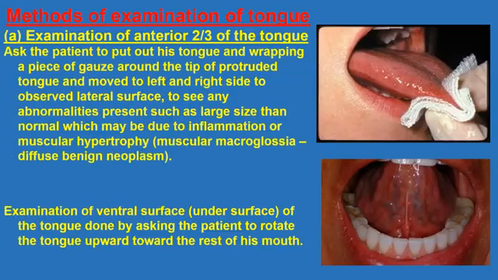Examination of the anterior two-thirds of the dorsal surface of the tongue is done by catching the tip of the tongue with a piece of gauze and moving the tongue left and right to see if there are any abnormalities, such as larger size than normal, inflammation, muscular hypertrophy, or others. Also, examine the ventral surface, as we see in the photo below, by asking the patient to put the tip of the tongue on the palate to see the ventral surface, if there is varicocele, ranula, or any discoloration or abnormality in the tongue.